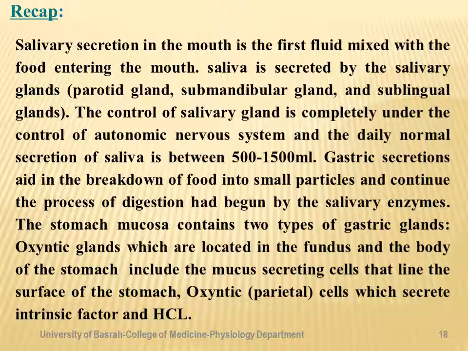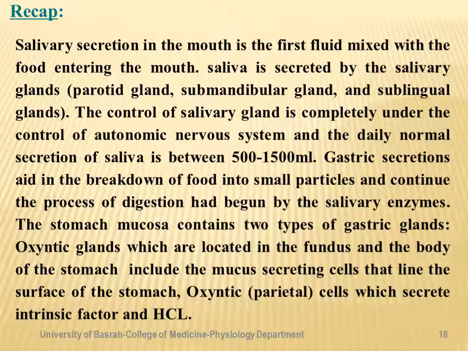طيب in summary to our lecture، عادة قلنا انه salivary secretion in the mouth is the first fluid that mixed with the food entering the oral cavity. والسلايفا عادة it is secreted by salivary glands اللي هي الباروتيد والسبمنديبولار والسبلينجوال، وعادة controlled entirely by autonomic nervous system. وديلي secretion عادة range ما بين 500 إلى 1500 مليلتر. بينما عندنا الباروتيد glands secrete entirely serous secretion. It is entirely under the control of parasympathetic stimulus، بينما البقية سكريت ميوكس وسيرس.